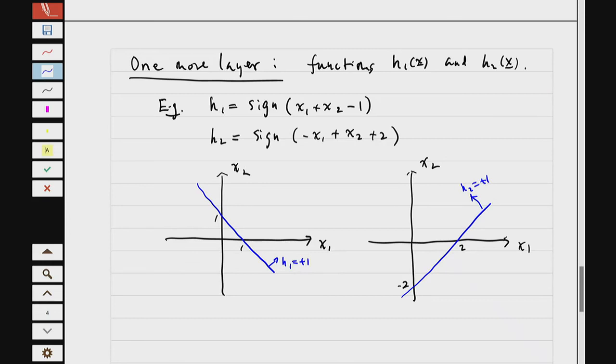Notice that I can write the same line if I change this H2 to X1 minus X2 minus 2. Okay, basically I'm multiplying -1 to everything. I have the same line, but then this side will be positive, okay? Be very careful about this point. A very common mistake in previous years, yeah?